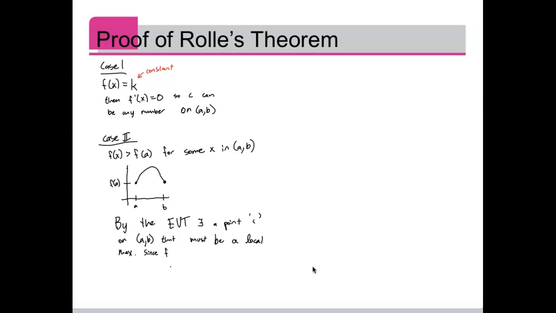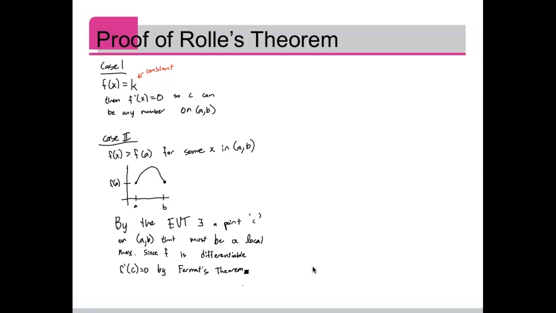Since f is differentiable, the derivative at that point C has to be 0. And this is by a theorem that we also went over in the unit before last. It was called Fermat's theorem, which said if you have a local max or a local min of a differentiable function, then its derivative is 0.